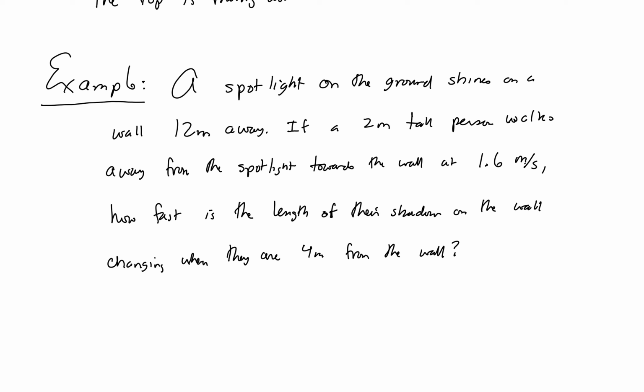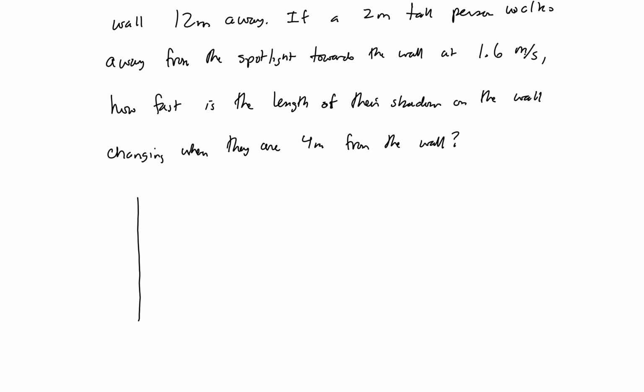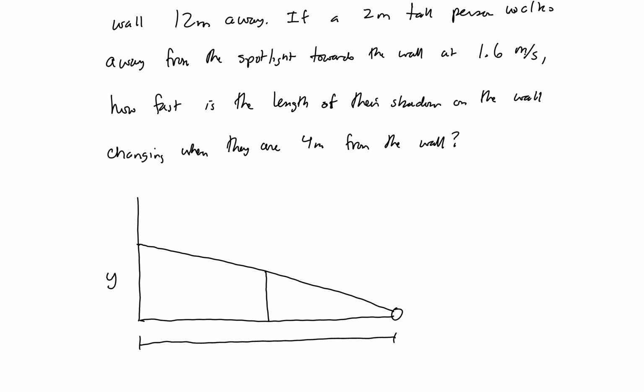So just like last problem, let's go ahead and try to start this with a picture. So start with my wall, and then put my spotlight over here, and the spotlight is shining towards the wall, and let's say our person here is standing here. So we can call this height here y. We know this whole distance here is 12. I know the height of the person is 2. And then I know the person's moving in this direction.